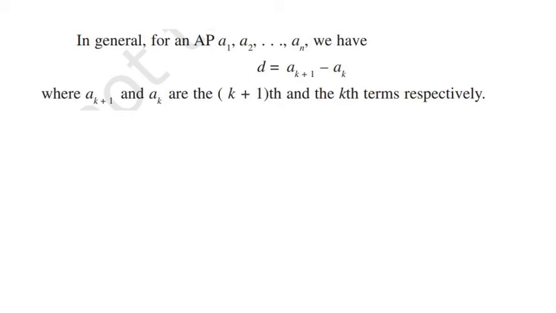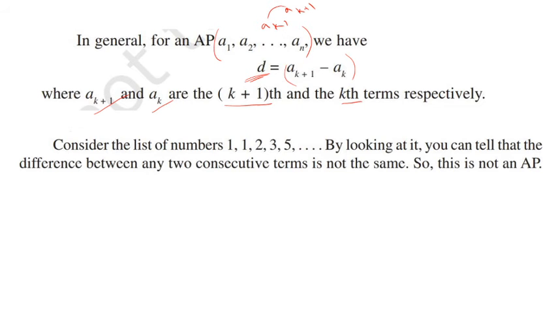Now in the previous slide what we have seen, this is the general format. So if a1, a2, and so on till an is an arithmetic progression, then the value of common difference will be a(k+1) minus a(k), where a(k+1) and a(k) are the (k+1)th and kth terms respectively, right students? So somewhere in between a(k) will be there and a(k+1) will be there. So if you subtract these two values you will get d, right?